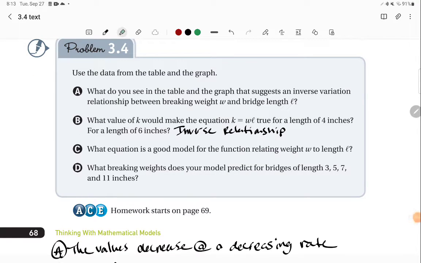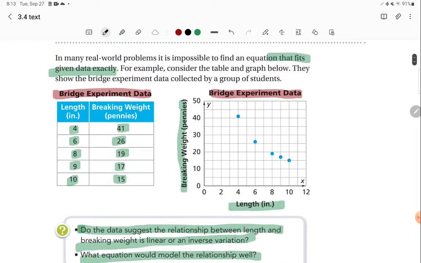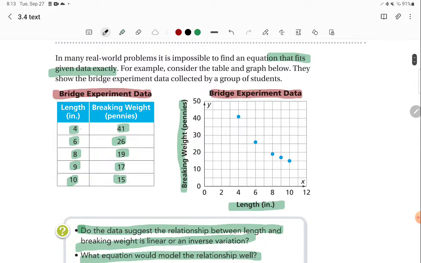So in fact, they give you that constant relationship. It's the weight, how many pennies, that's the W, the breaking weight, times the length. So that's even easier. If we want to find K for when the length is 4 inches, all we do is come up here, right here. So we know that it's going to be the breaking weight times the length. So K is equal to 4 times 41, which is 164.